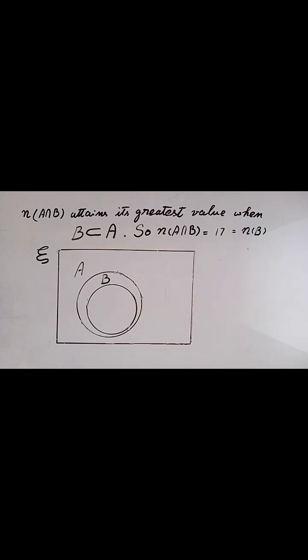तो we are justified to say that number of members of A intersection B would be the greatest when B is subset of set A. So, number of members कौन से वाले? The greatest value of A intersection B is equal to 17, which is equal to number of members in the set B.